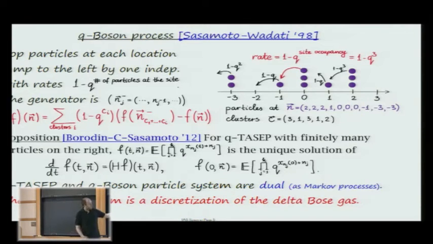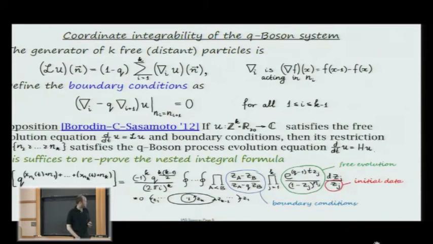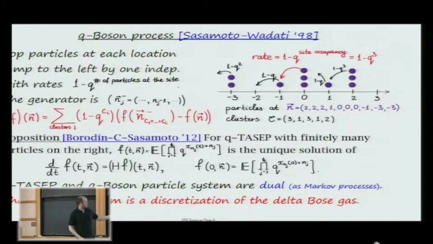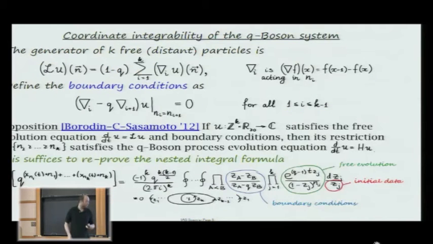How do you go about computing the solution to this equation? Unfortunately, this is an inhomogeneous, non-separable system of equations, so it's not a priori so easy. But it does have a nice property: if you consider this Q-Boson process where all of the particles are spread out, so all of the n's are different, with no clusters of size bigger than 1, then the generator is actually quite simple. It's just 1 minus q, and then you take a discrete derivative in each coordinate. It's just the generator of k different particles jumping around freely. So I'm going to define a free generator, which is just the direct sum of the one-particle generators. These are discrete derivatives acting in the ith coordinate.